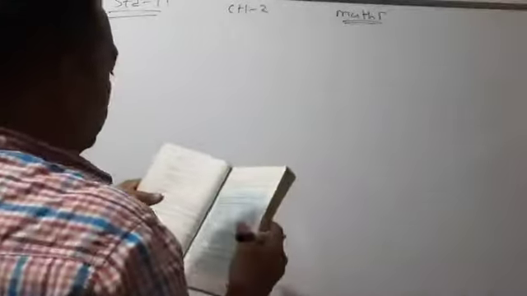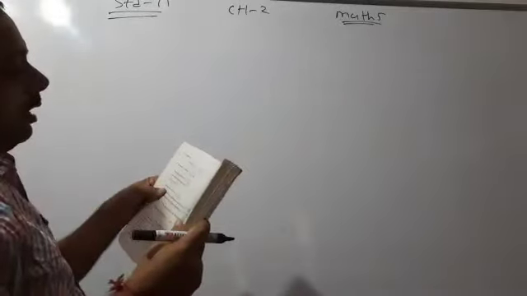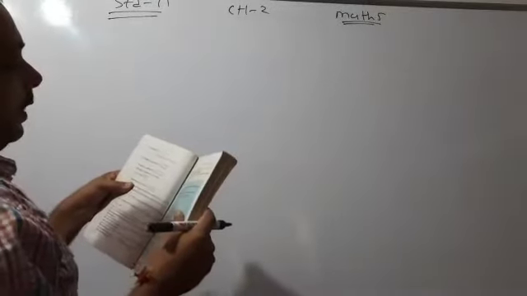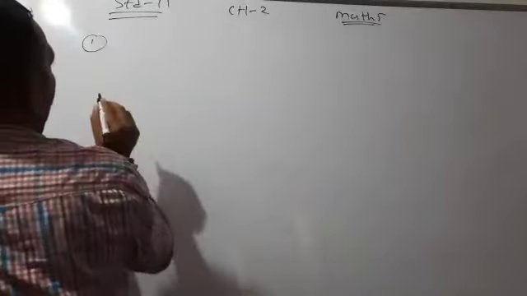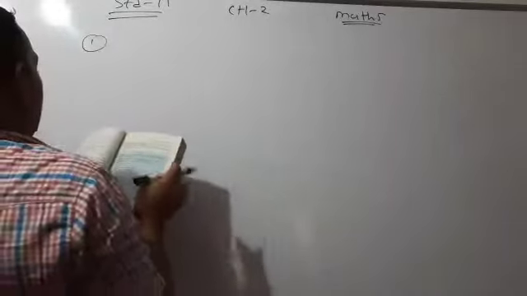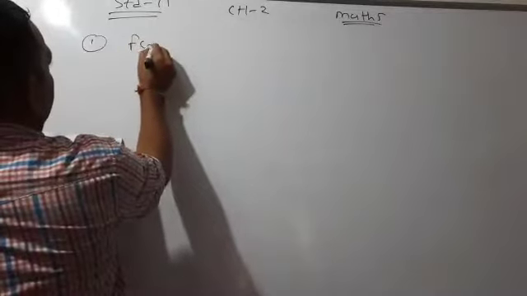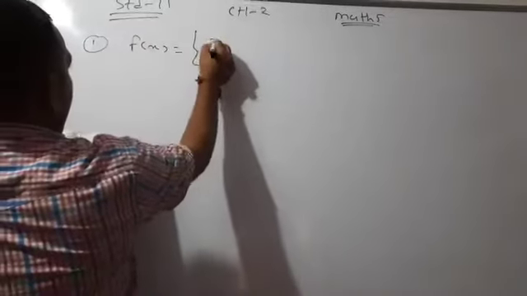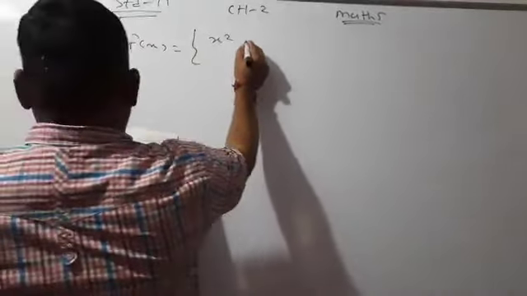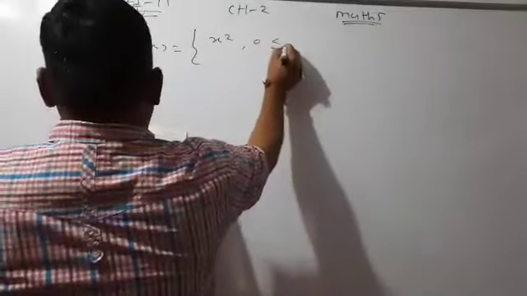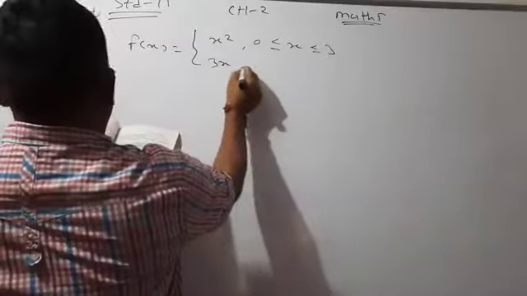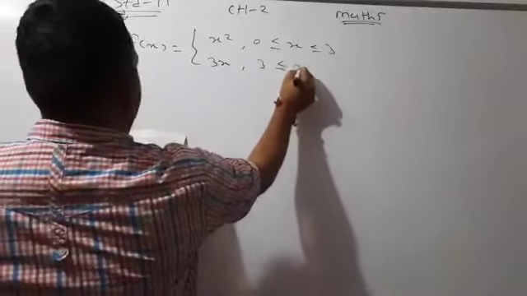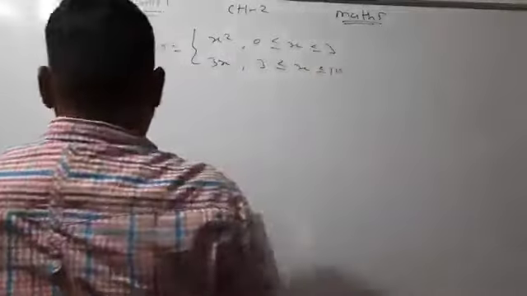See the first question of miscellaneous exercise 2. The relation f is defined by f(x) is equal to x square where 0 is less than or equal to x less than or equal to 3, and 3x when 3 is less than x less than or equal to 10.